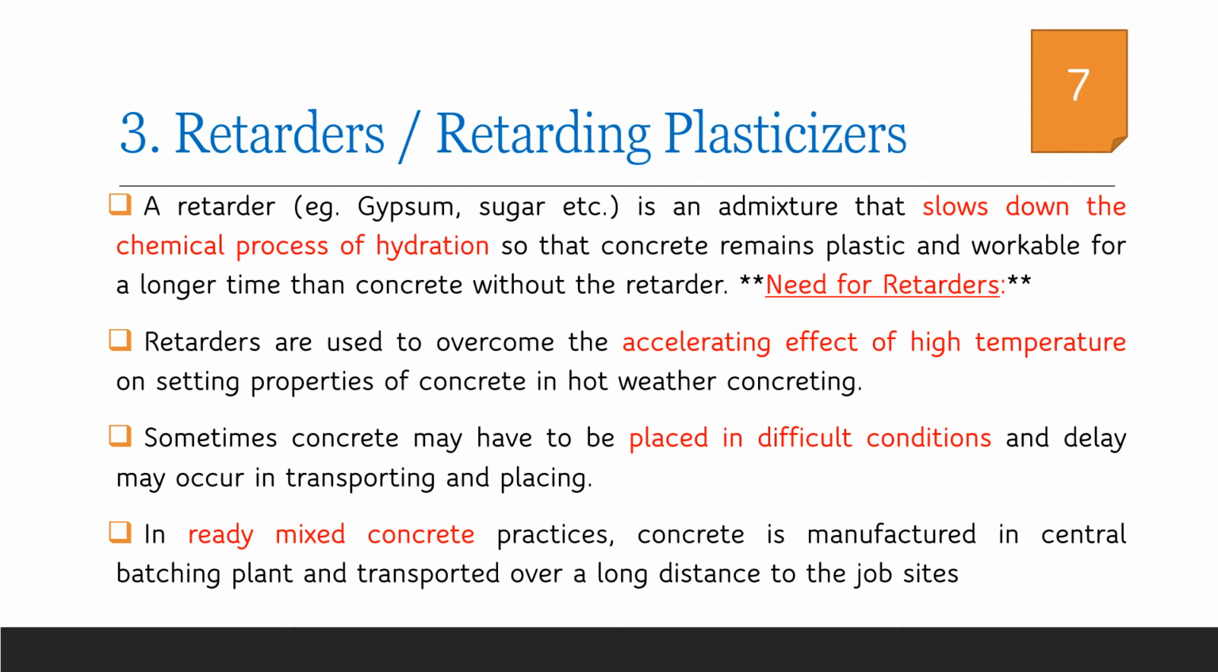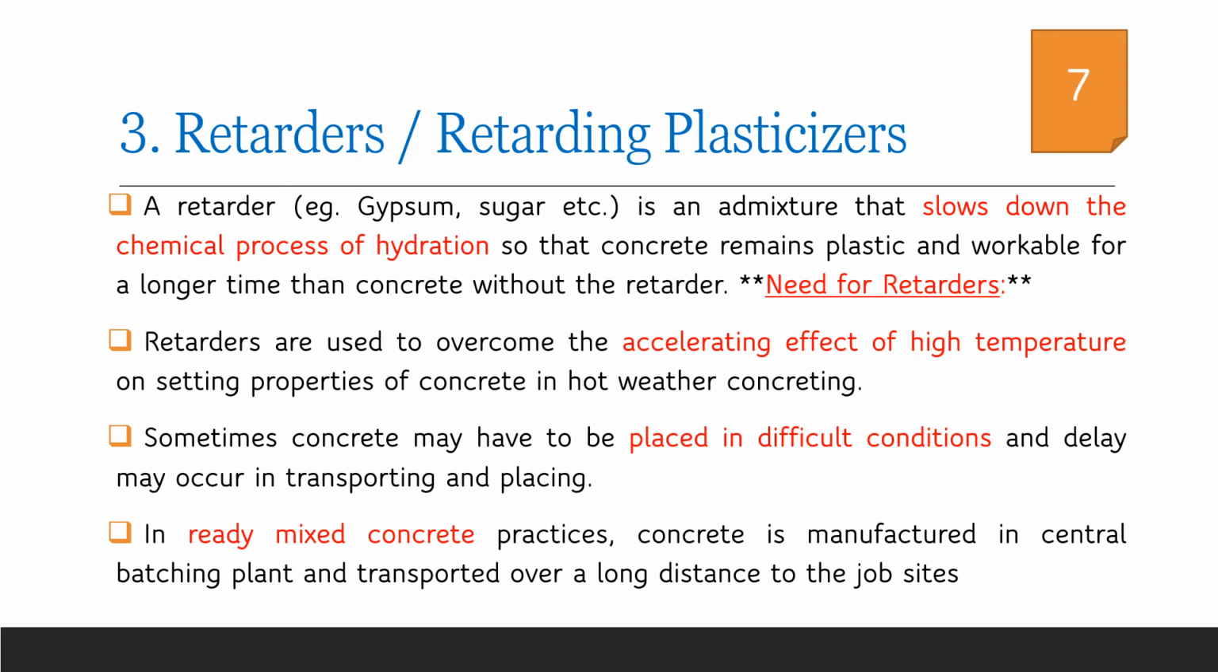Now let us discuss the need for retarders. Retarders can be adopted in the following circumstances. Let us consider a situation where the atmospheric temperature is much higher than the optimum temperature of say 27 degrees Celsius. In that case, hydration of concrete will happen at a faster rate. In order to reduce that hydration, we may add retarders.